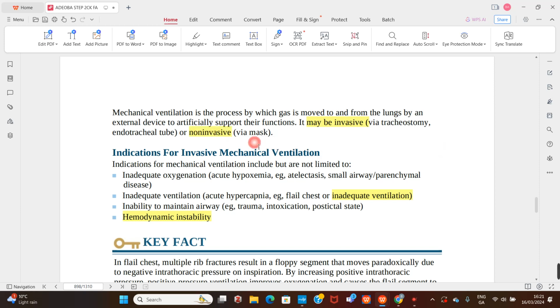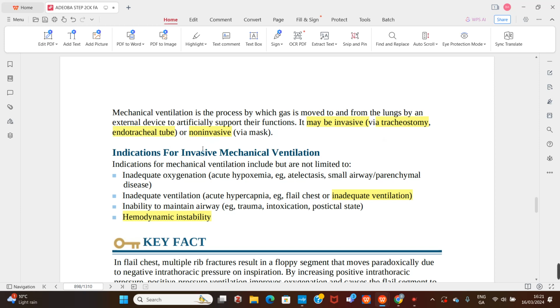Most of the time, the one we see is the invasive one, where you have to do a tracheostomy, particularly if you will need to keep that patient on a mechanical ventilator for more than 2 weeks. So you might need to go for a tracheostomy where you make a hole in the trachea, or you insert a tube into the trachea to gain access to the airway. Then the tube is connected to the mechanical ventilator.